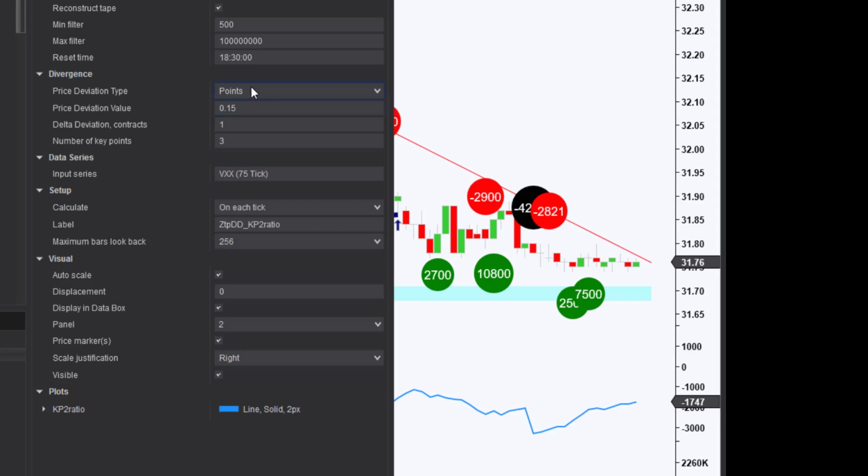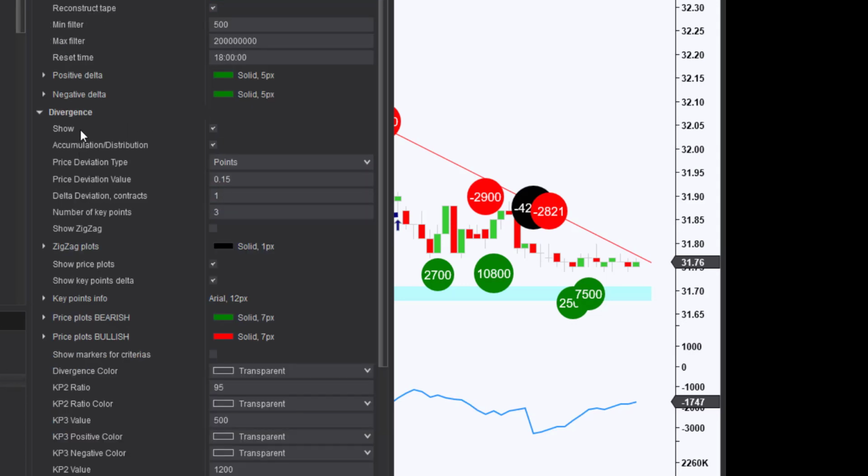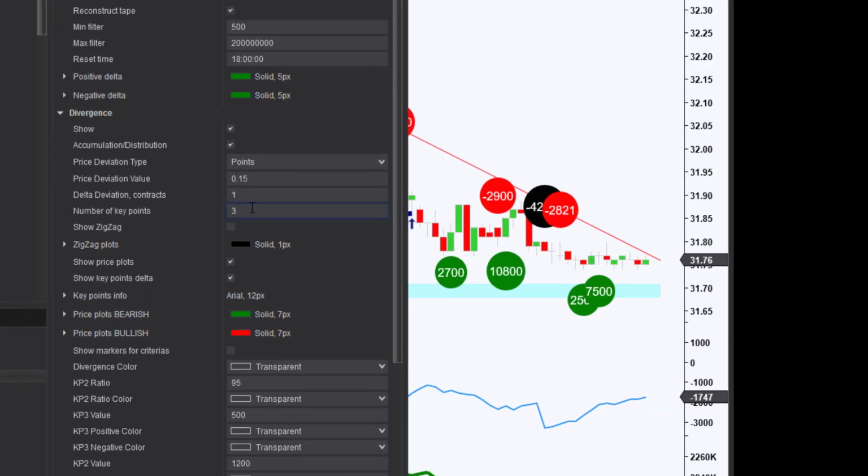I put a price deviation value of 15 cents in here, and the deviation contracts are 1. The zigzag ZTP is set for 15 cents, and the delta divergence is again set for that same 500 to 20 million max filter, again for 15 cents and 1 in the deviation contracts.